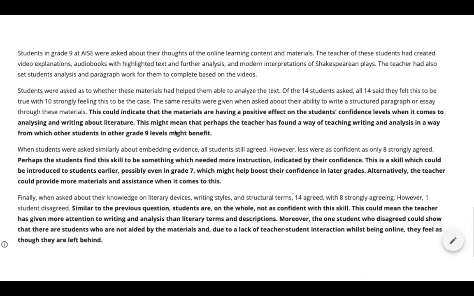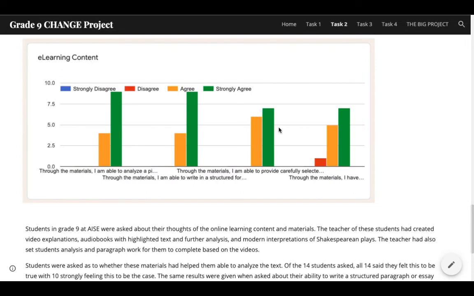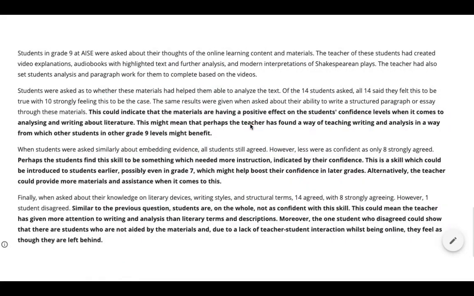This might mean that perhaps the teacher has found a way of teaching writing and analysis from which other students in other grade levels might benefit. Then I've analysed this one, because for these two the questions are different. And I've said, the first question is this, the second one was that, but the results were the same. This question's a little bit different to these.